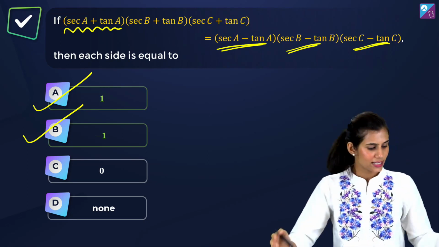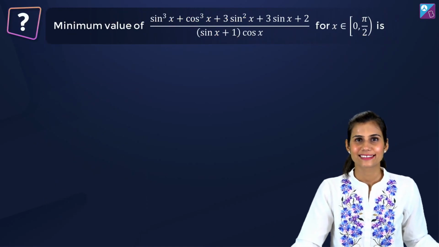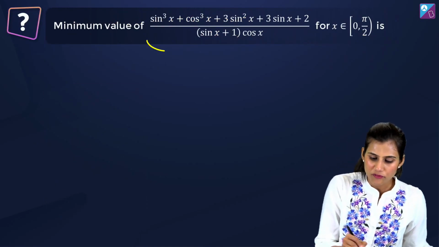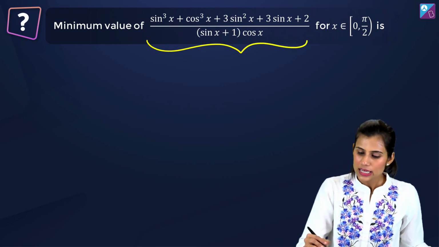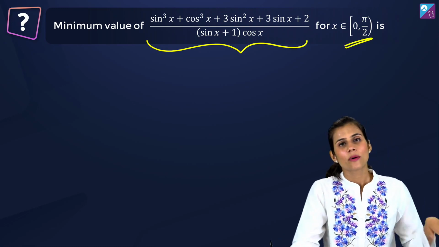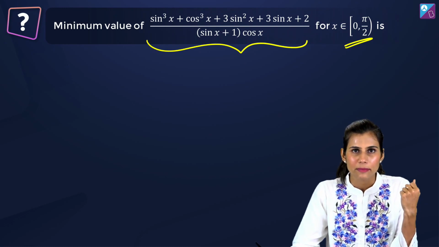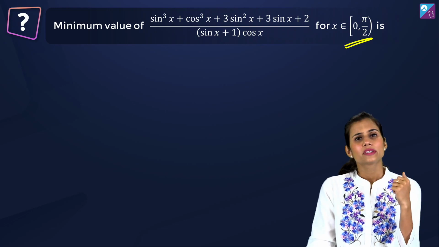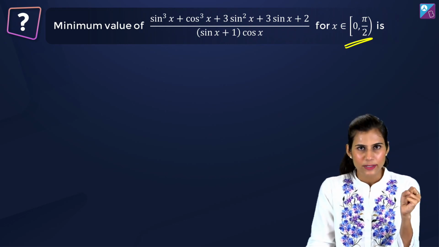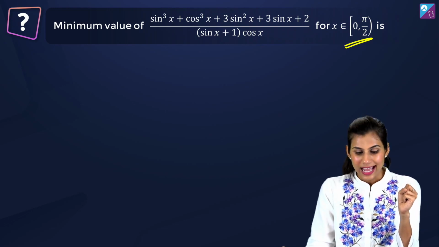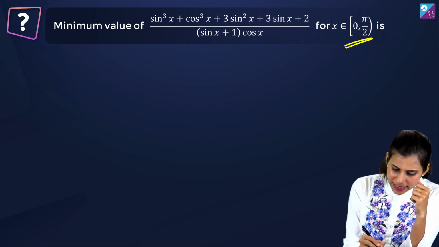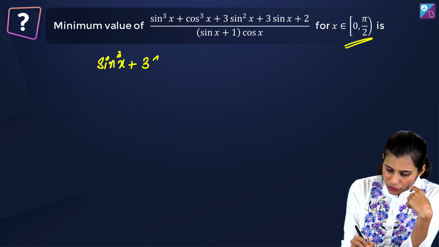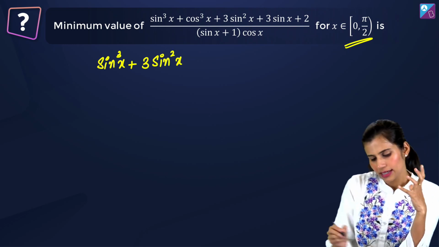After that, the question is a cakewalk, isn't it? Moving ahead to the next question, it says, what is the minimum value of this entire joint expression, provided x comes from the interval closed at 0, open at pi by 2? Let's see. Of course, I will be interested first of all in simplifying this expression as much as I can, right? So I can see the numerator. It is sine cube x plus 3 sine square x.